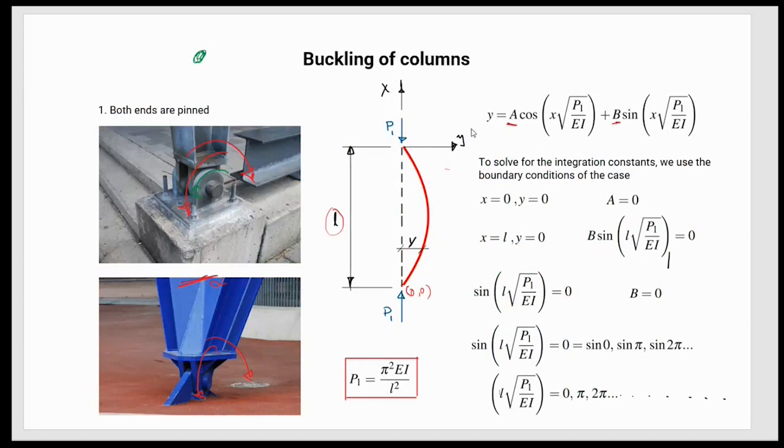Using these two boundary conditions, with the first one, I find out that the value of the constant A is just 0. And using the second boundary condition, I find that I have this product of this whole thing.